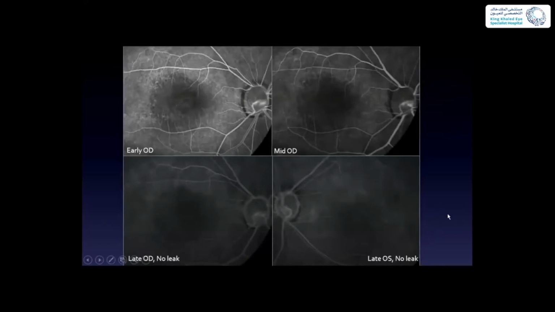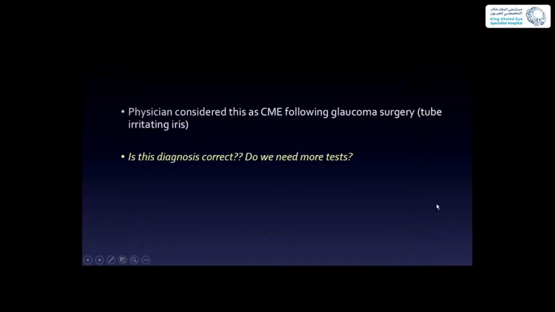both in the right eye and in the late frames of the left eye, no leakage whatsoever. So that put the diagnosis of macular edema into question. Now, the physician who referred it for the treatment of macular edema was thinking that the macular edema was due to the tube irritating the iris. But is this a correct diagnosis, and do we need more tests?